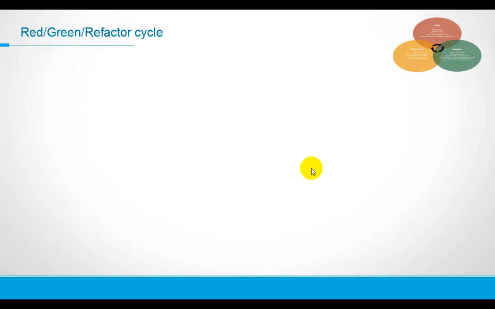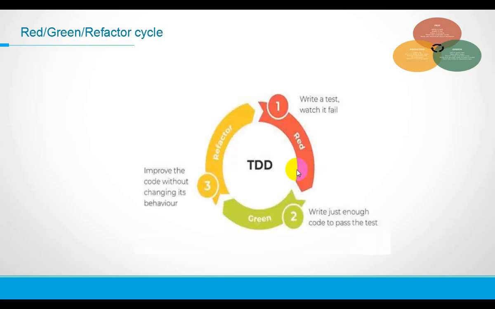So, how to practice TDD? In general, we will follow a three-phase cycle. We need to develop new features or reproduce errors in the production environment. We first write the unit test code and let the execution fail. This is called the red phase.